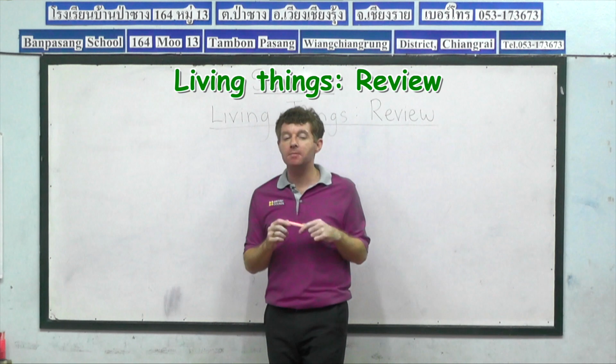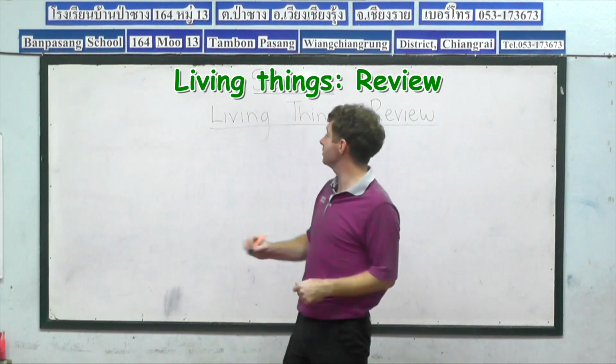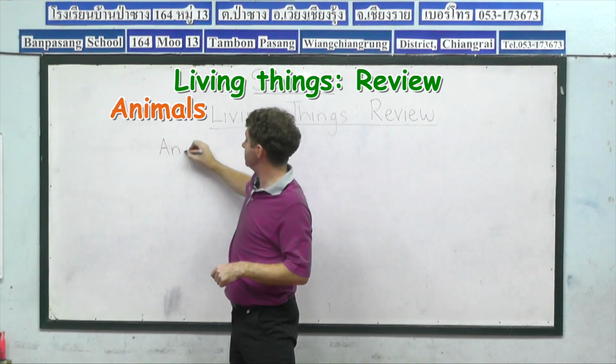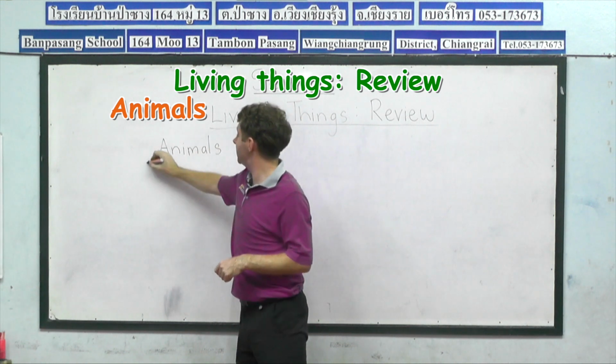Now, in previous lessons, we've learned about three main categories of living things. Can anybody remember? Animals was one category. Excellent. So let's write animals on the board. A, N, I, M, A, L, S.